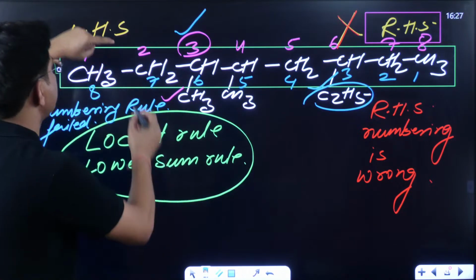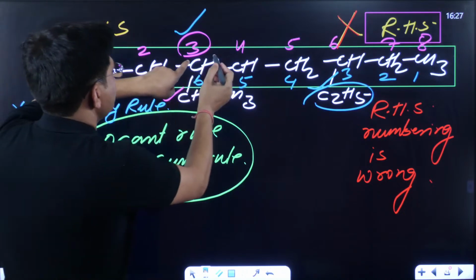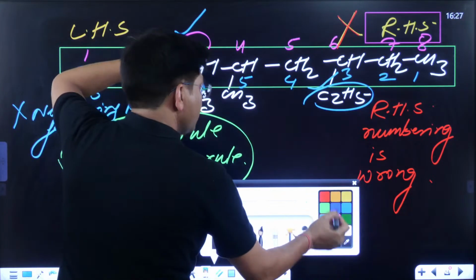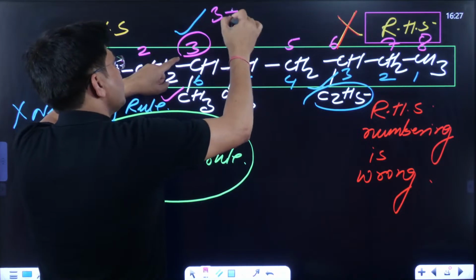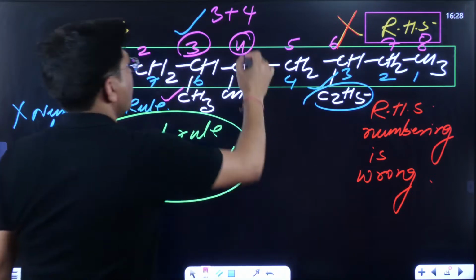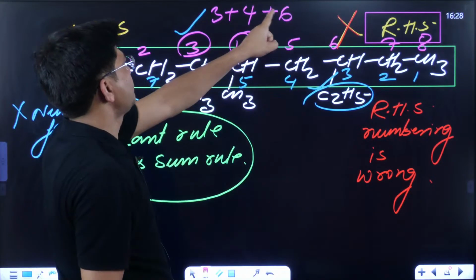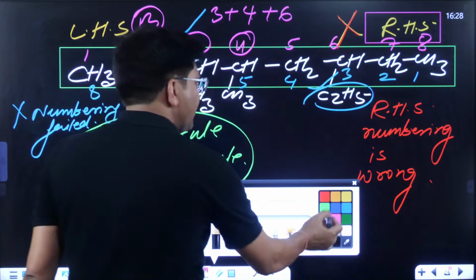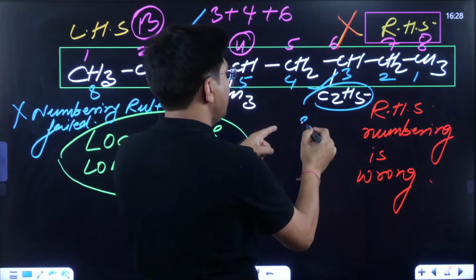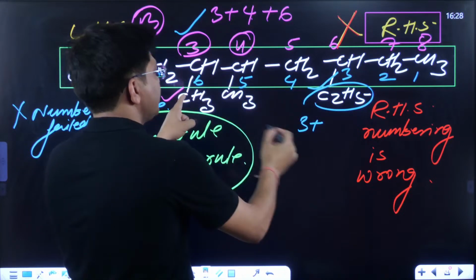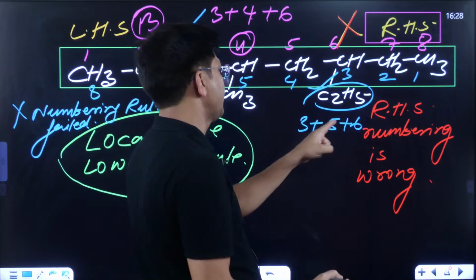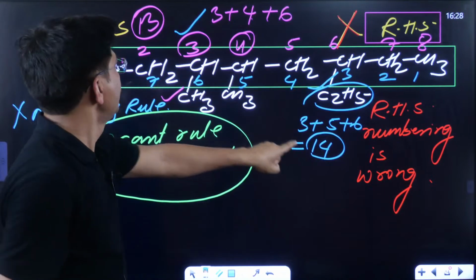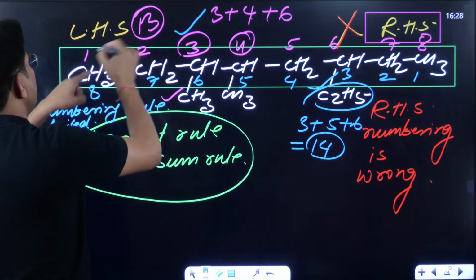What does this lowest sum rule say? If I do the numbering from the left-hand side, the substituent carbon is 3. Let me draw with the same pen so that you can easily understand. 3 plus 4 and 6. What sum is coming from the left-hand side? 6 plus 4 is 10, plus 3 is 13. This is coming out 13. And if I do the numbering from the right-hand side, see kids, 3 plus 5 plus 6: 6, 5 is 11, plus 3 is 14. Which is lowest? This is 13, that is 14, so 13 is the lowest.